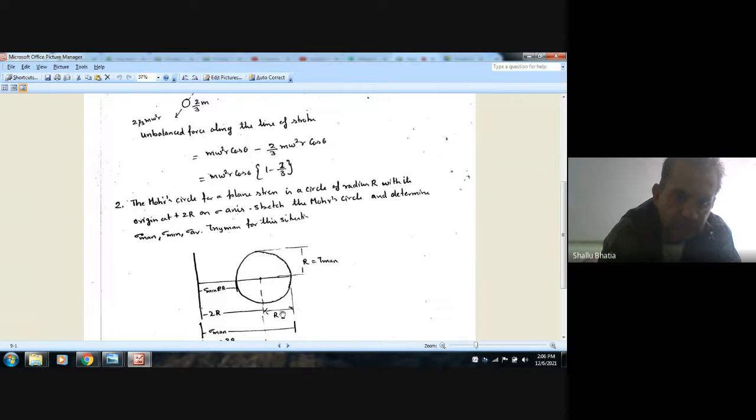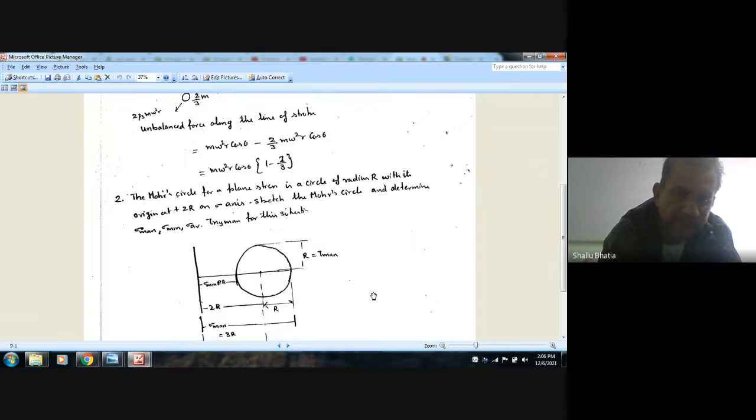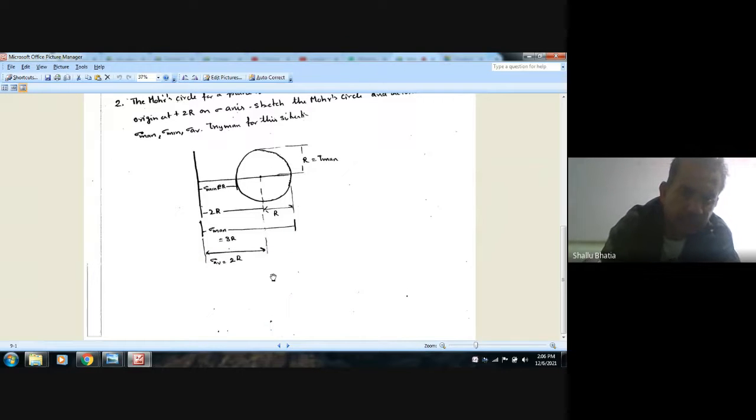Okay, so this is r, this is 2r because this is the radius, and this is the distance given. So this is 3r. Okay, so sigma max is 3r, and sigma minimum is only r. Okay, this is 3r, this is r. So sigma max is 3r, sigma minimum is r, sigma average is 2r, and tau xy maximum is r.